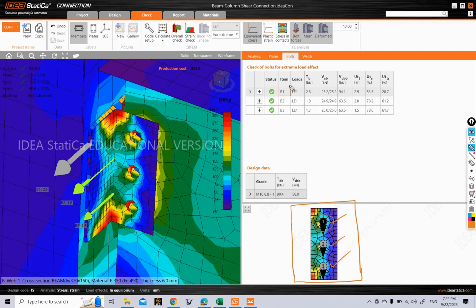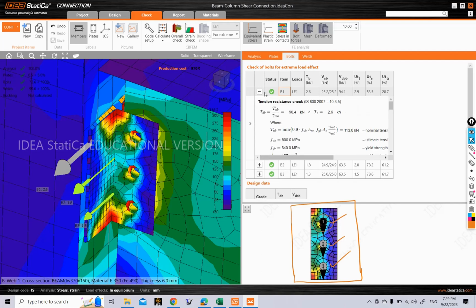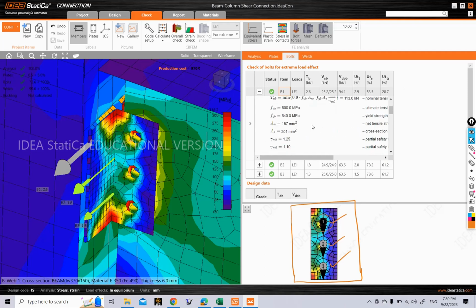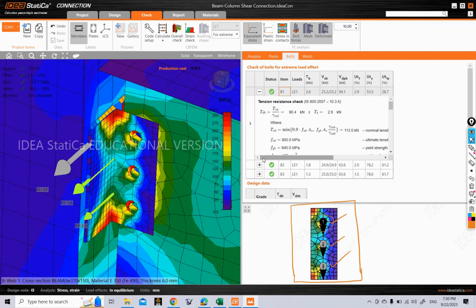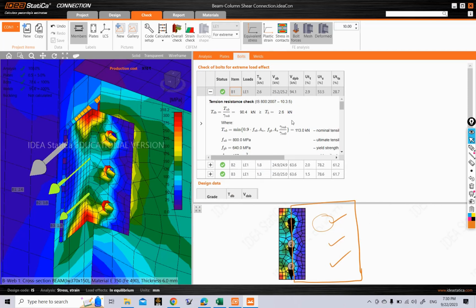If you want to see the detailed calculation for each bolt, you may press on this plus sign at the very front. For example, I want to see the detailed calculation of bolt 1 here. So I click on this plus sign here. And the result is displayed here. Let me just increase this size here and see the displayed results. First let's look at the summary of these results.